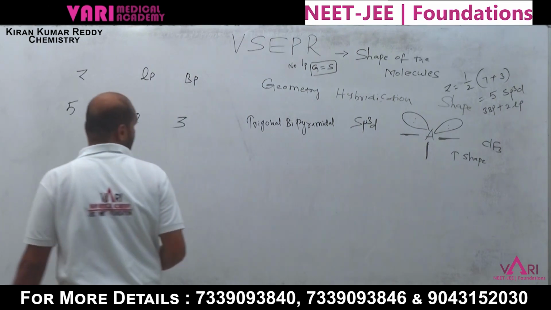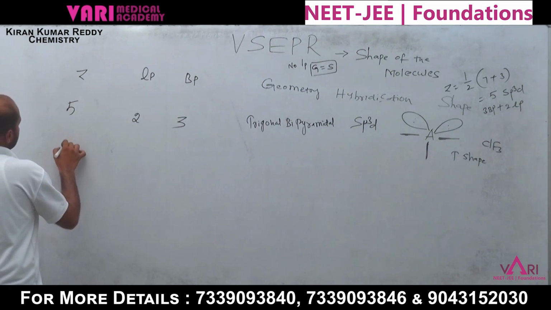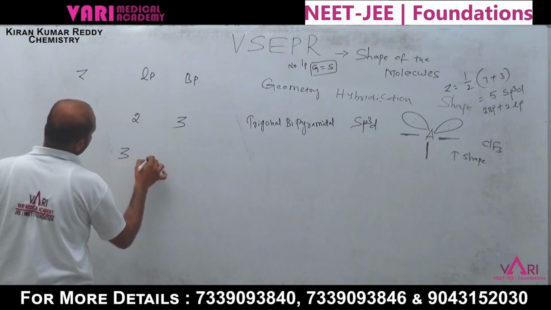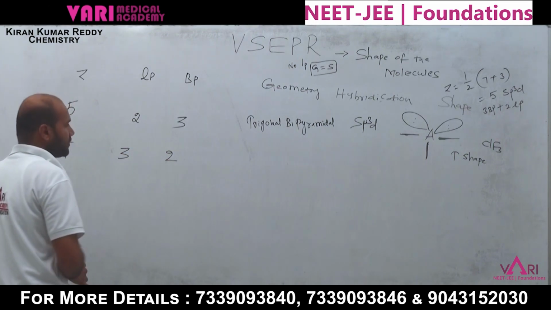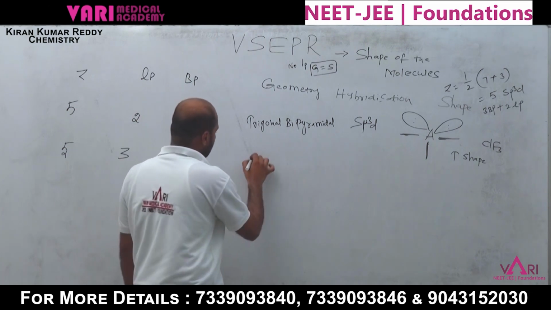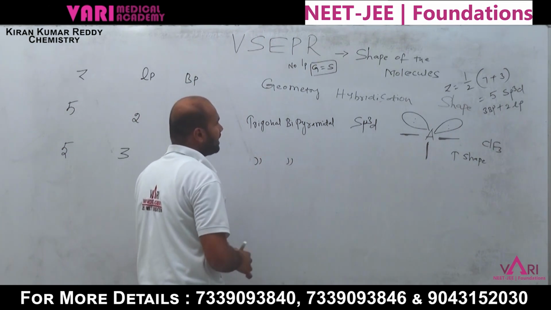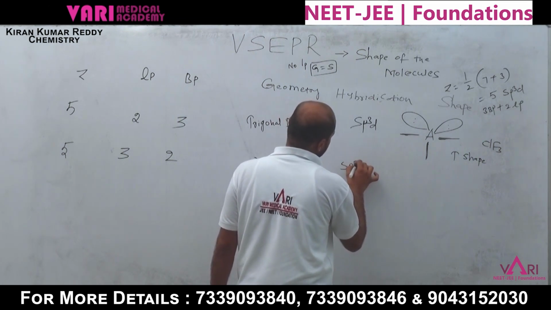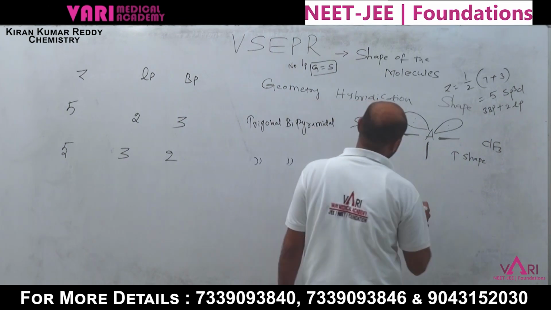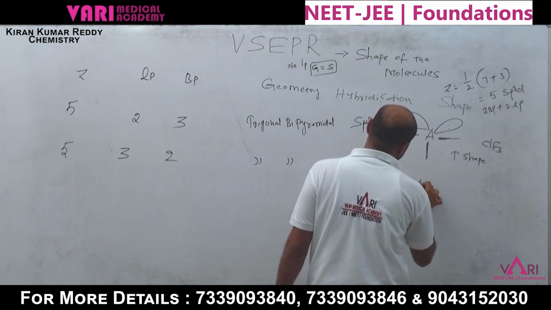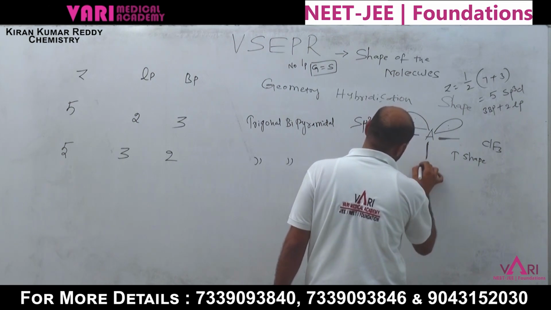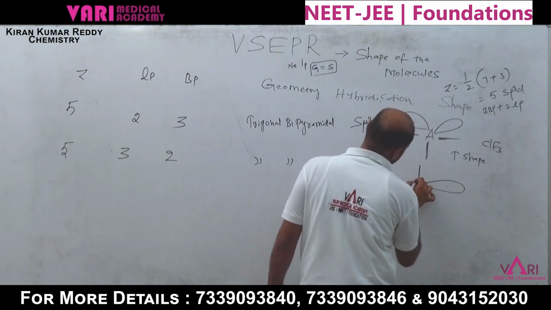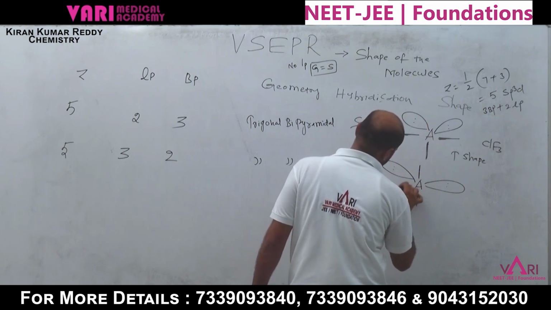And next one. Here Z is equal to 5 and lone pairs are 3, bond pairs are 2. If you take the bond pairs the same, trigonal bipyramidal geometry, hybridization is sp3d. Now how many lone pairs are present? 3 lone pairs are present. We can take one lone pair here, another lone pair here, and another lone pair.